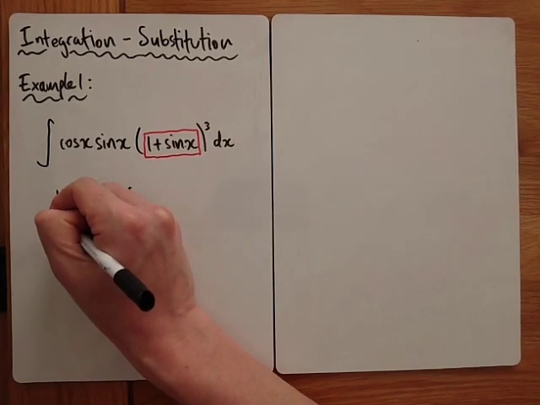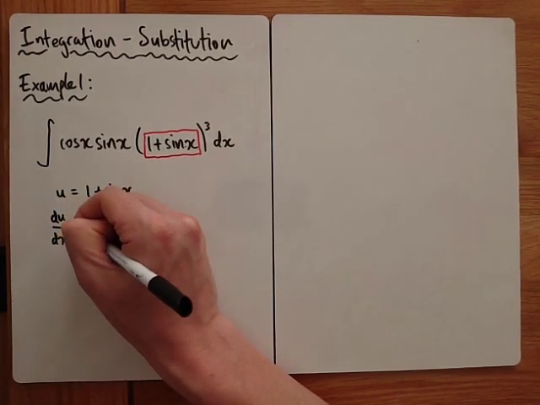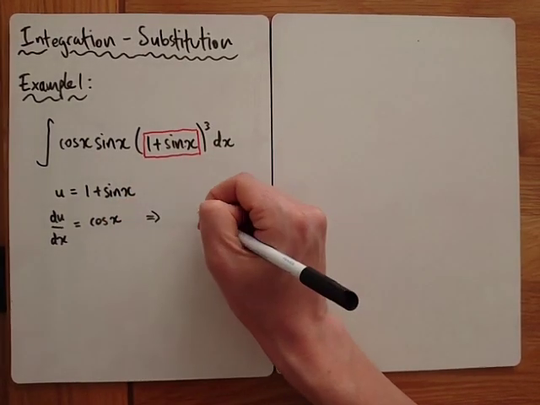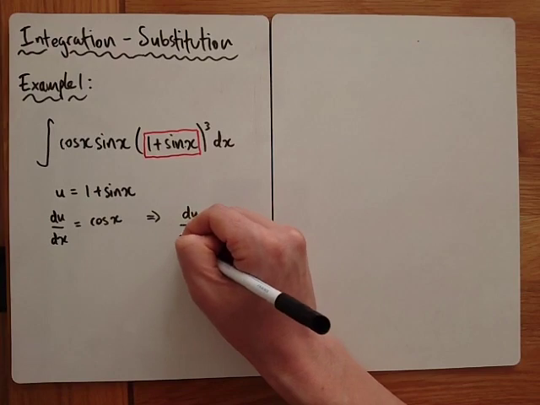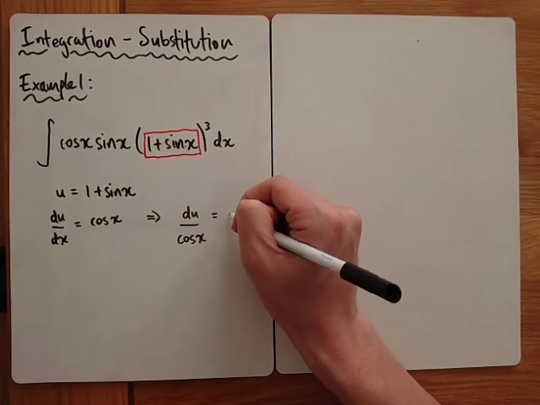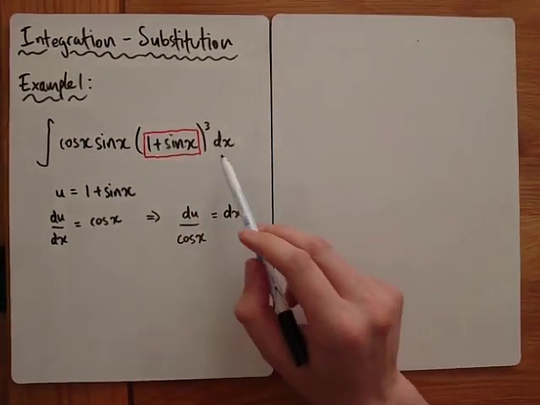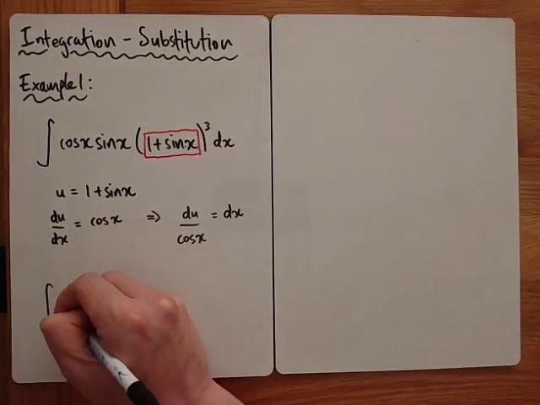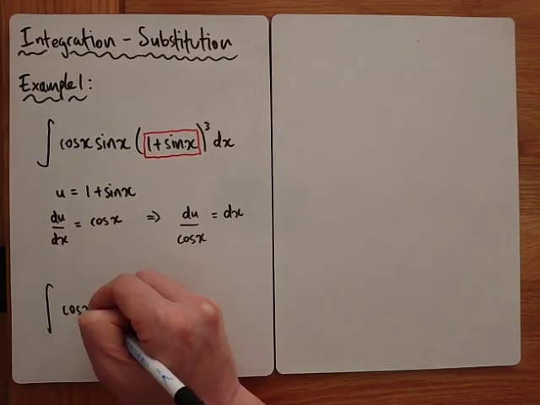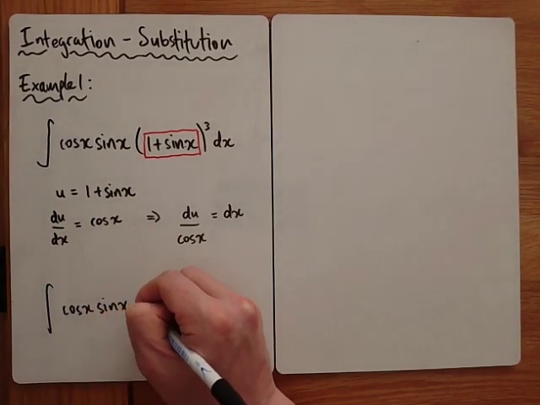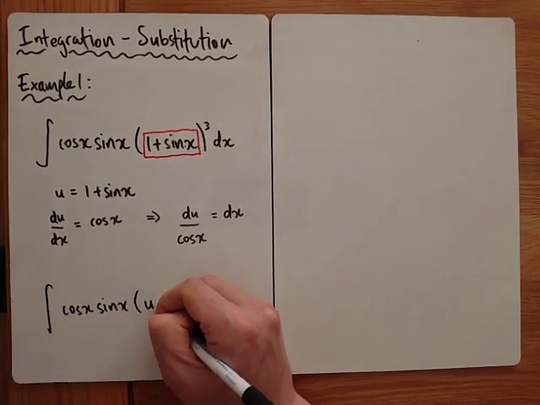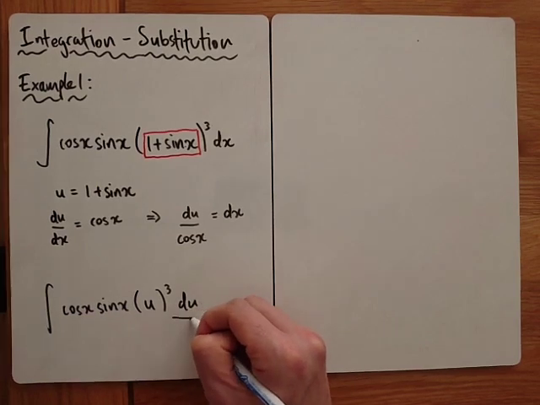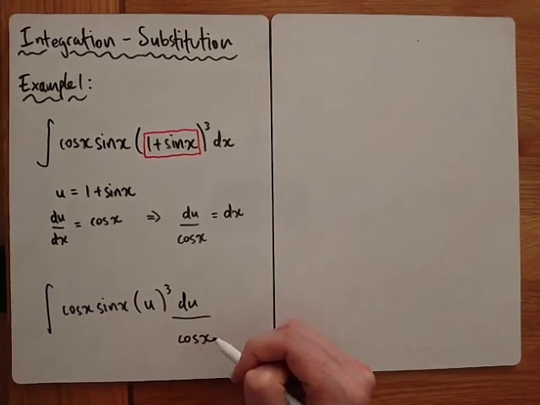Okay, so du by dx would equal cos x. So du divided by cos x would equal dx. Now we can start to replace inside the integral and see what happens. So we've got the integral of cos x sin x u cubed dx, which is du divided by cos x.